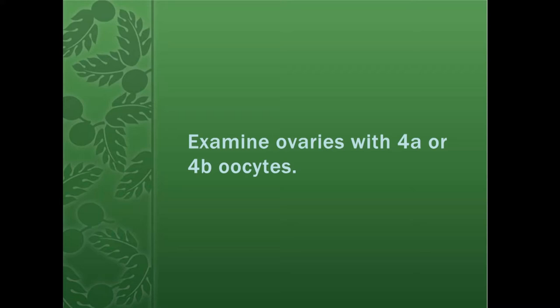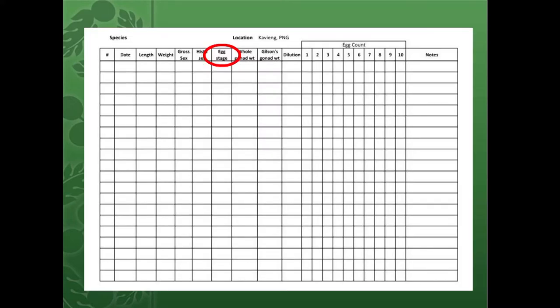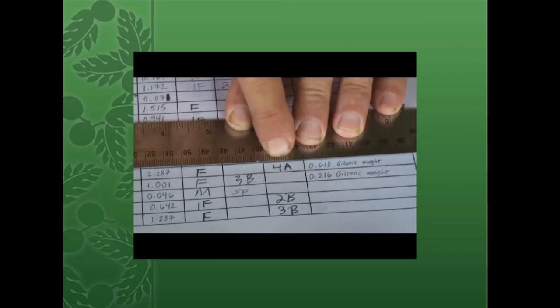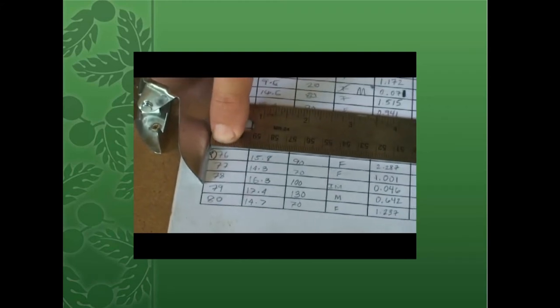And we do that by looking at our data sheets and finding the specimens that had 4A or 4B stage oocytes. This is the reason you were recording egg stage or oocyte stage back when you were looking at the slides to do your size at maturity analysis. You'll decide which fecundity samples to analyze by going to your data sheets, looking at egg stage, and only choosing the specimens that have reached stage 4A or 4B.